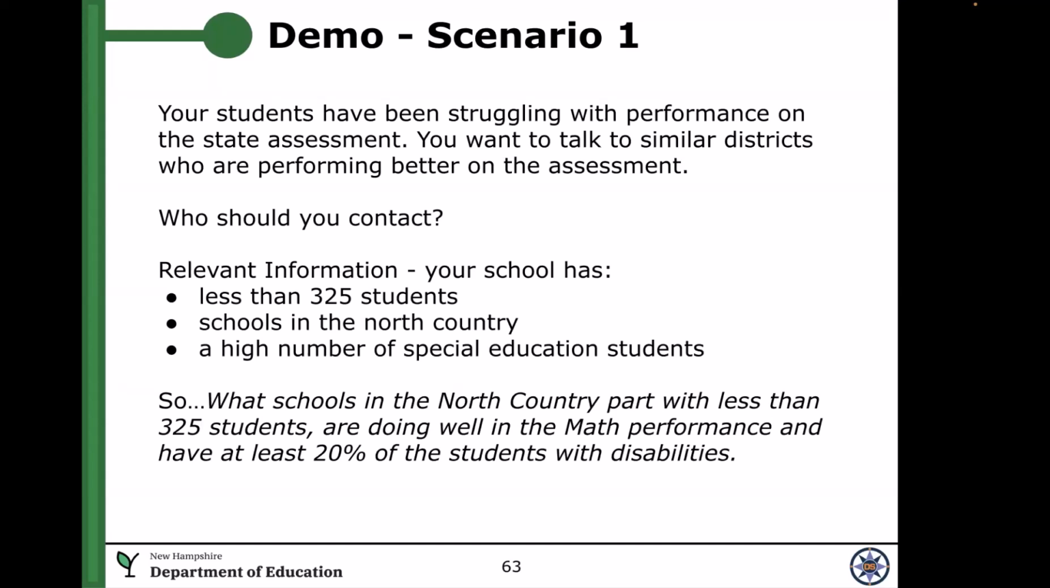So if we're looking at this first scenario, we're looking at students who have been struggling with performance on the state assessment, specifically for your special ed population. So we're looking at, you have a relatively small school. You're looking at schools maybe in the North Country and a high number of special education students. So you want to see maybe people who have at least 20% of their students with disabilities.